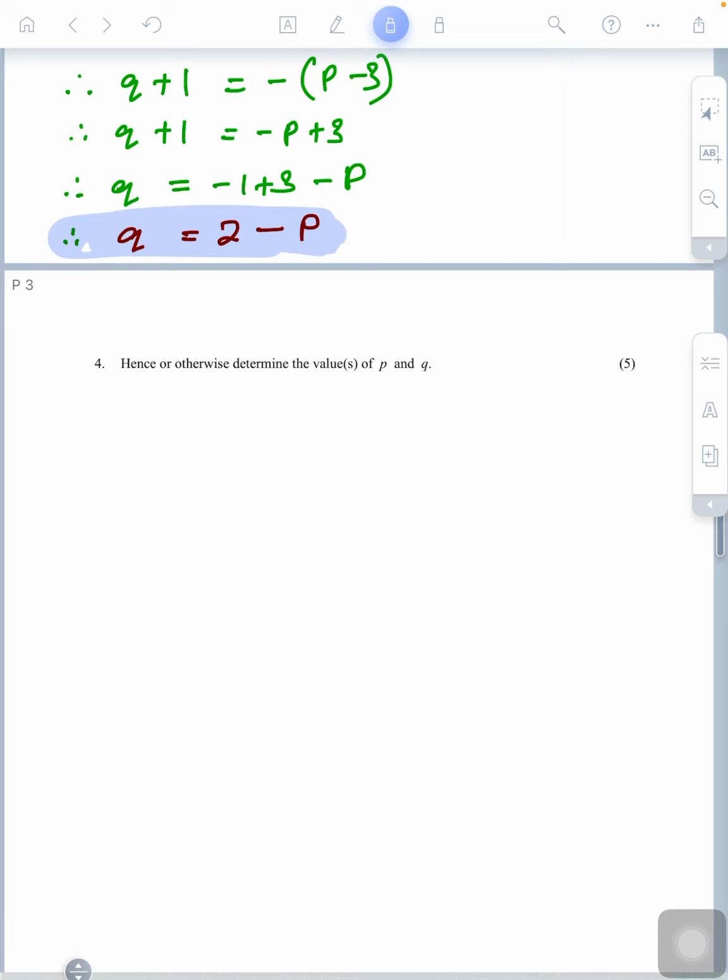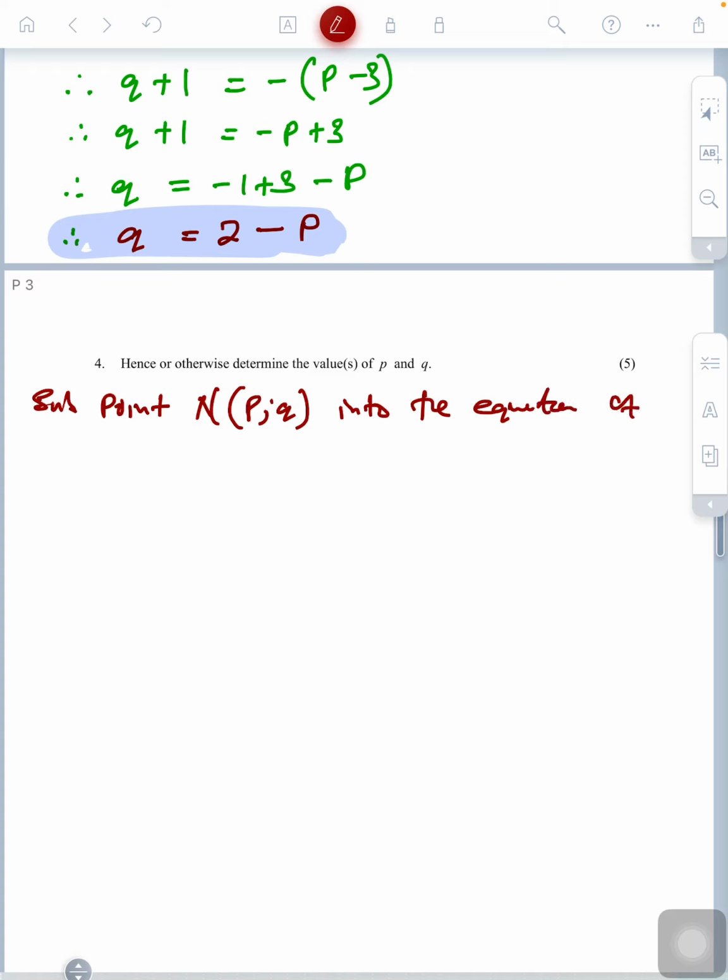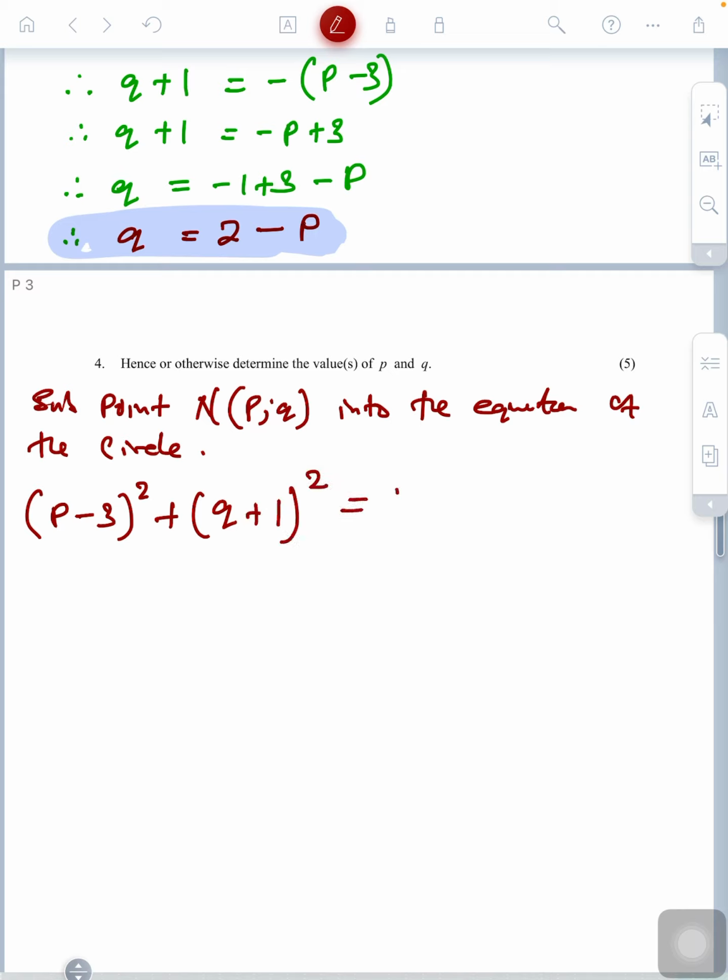So I'm going to say, well, substitute the point N, which is (p, q), into the equation of the circle. How do I do that? What is x at N? It's p minus 3. I have to square that, plus what is y? It's q. So I'm going to write q plus 1 there, and then I have to square that, and this equals 18.